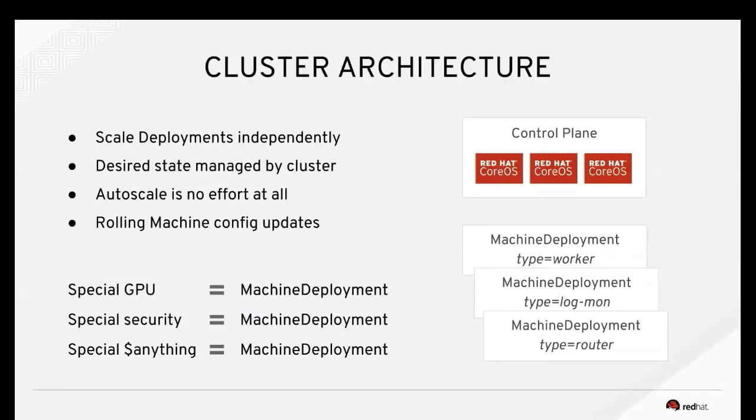The other cool thing too is, say you're doing some animation or AI or something and you need special GPU machines, you can go ahead and create a deployment for that. And when your special job type goes, you could use taints and tolerations to drive those workloads to those specific machines and scale up and down as needed to run all that work. Same with special security or special anything. You just make a machine deployment of that type and use taints and tolerations to drive specific workloads to those special machine deployments that you may have.